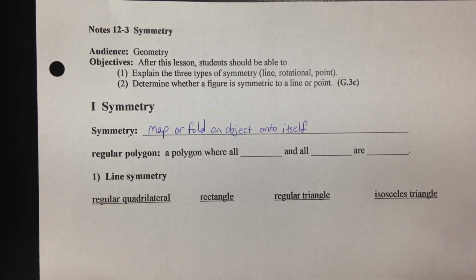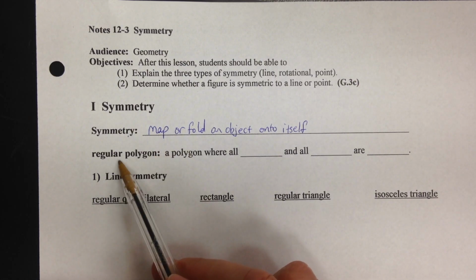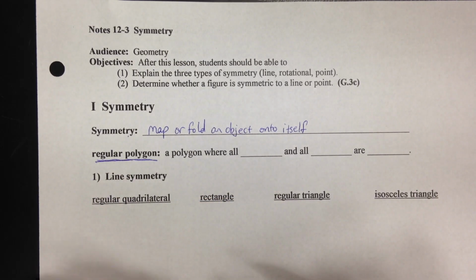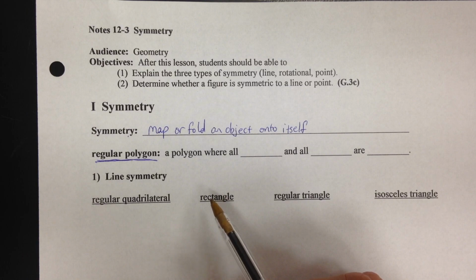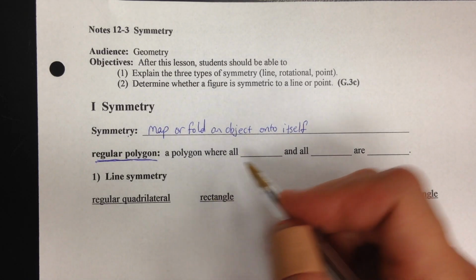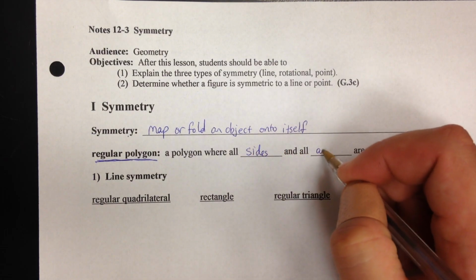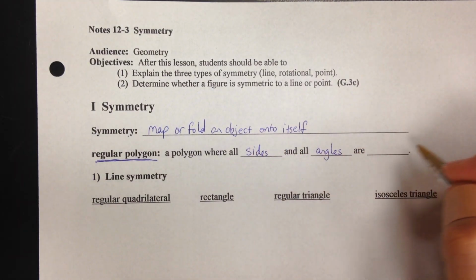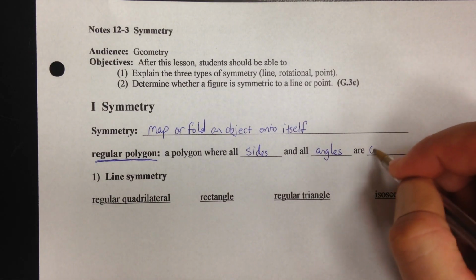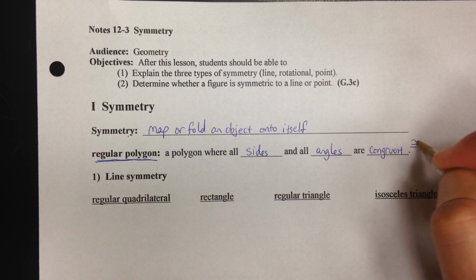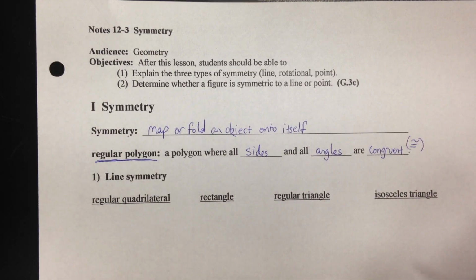That's not always the case, but a regular polygon, okay, so this is a vocabulary word here. When you say a polygon is regular, it doesn't mean that it looks normal. By definition, it's a polygon where all the sides and all the angles are congruent. Congruent means the same. The symbol for congruent is an equal sign with a wave over it.